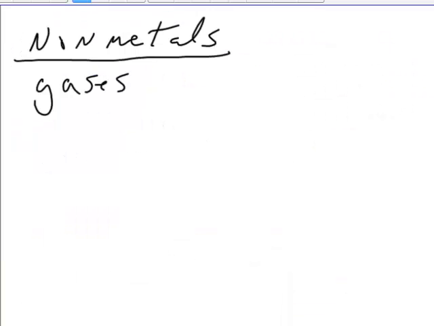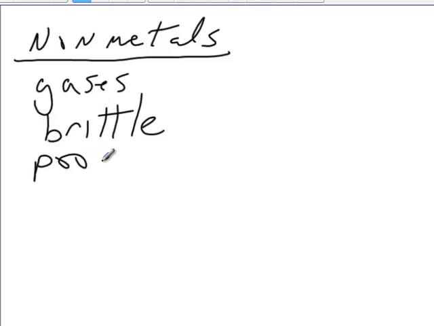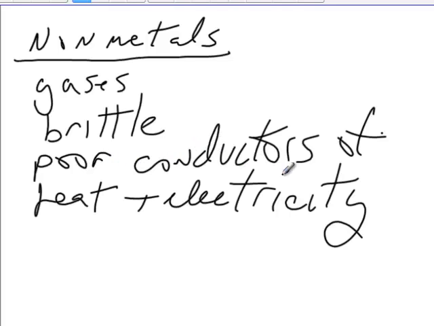If they are solids, they're brittle, not ductile, not malleable. They fall apart. Think of the graphite in your pencil. That's carbon. That's a nonmetal. Brittle. They are poor conductors of heat and electricity. That's why when you stir your soup on the stove, you use a wooden spoon, because then your spoon doesn't get hot. And they have low melting and boiling points.